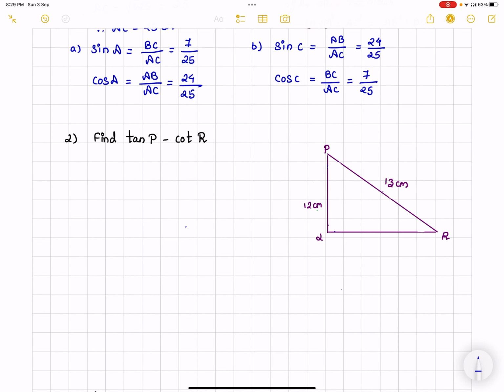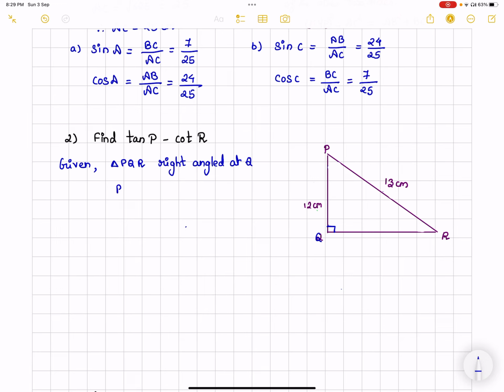Find tan P minus cot R. Okay, that's the question which has been given. Find tan P minus cot R. And they gave me a right angle triangle which is right angled at Q. So this is the information which is given. What is given: triangle PQR right angled at Q. I'm just mentioning that it's a right angle triangle, nothing else.